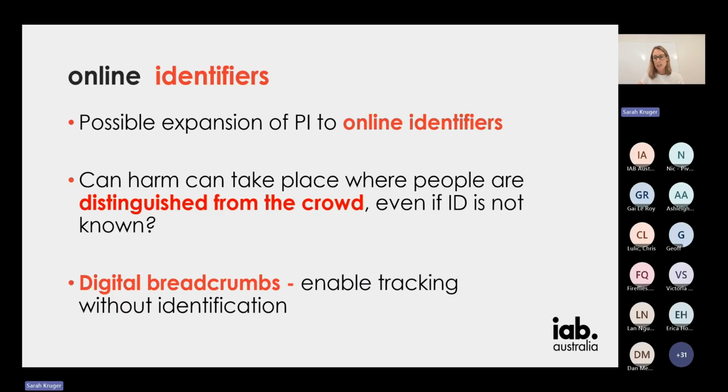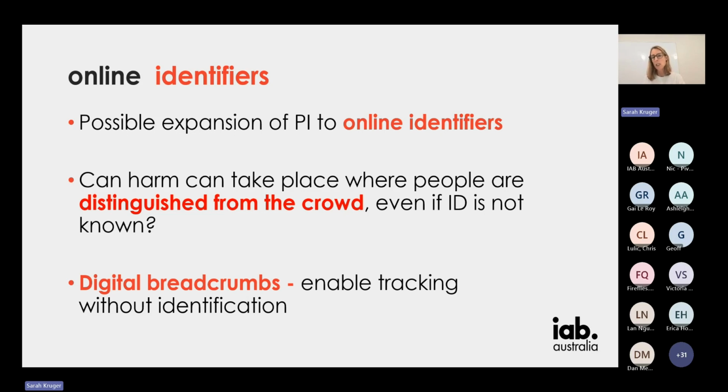Online identifiers. This is a little subsection to de-identification. Now, online identifiers are currently used as a means, or one of the reasons they're used is a means of avoiding the use of PI. So an individual is identified by effectively a label, like a code or a number, in place of their name.